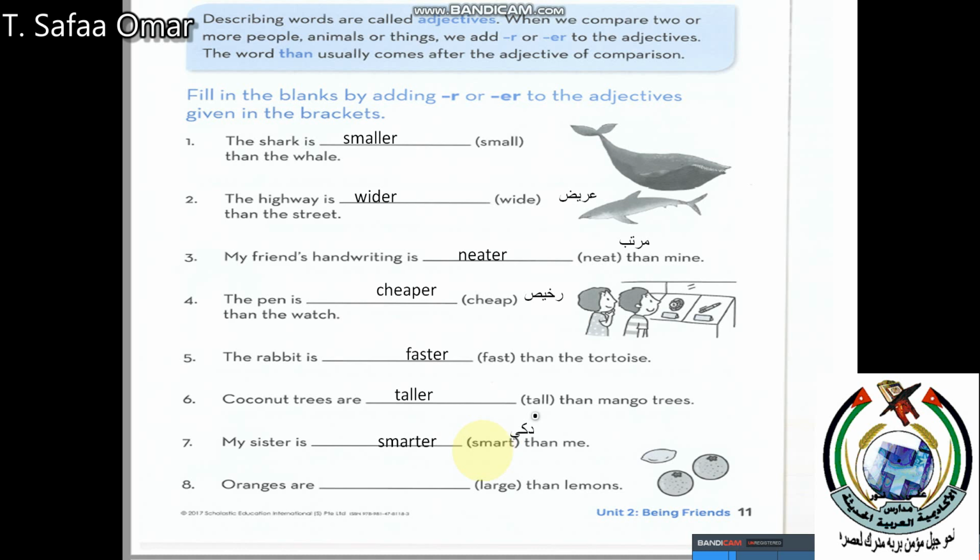Smart, smarter. The last one: oranges are than lemons. We have oranges and lemons, two things, two kinds. So large will be larger. الE موجودة, so we are going just to add R. Just R.